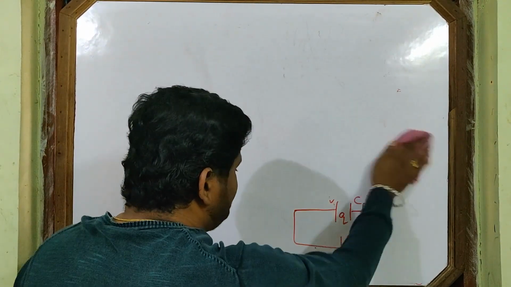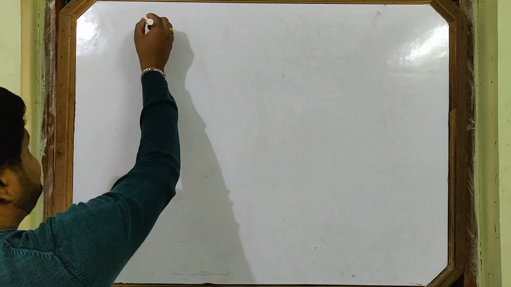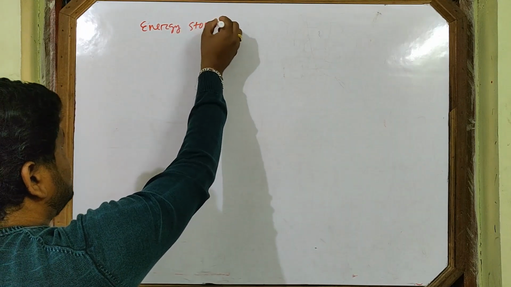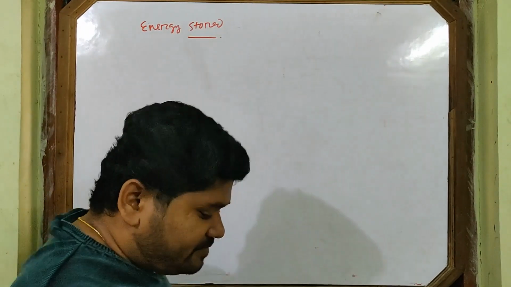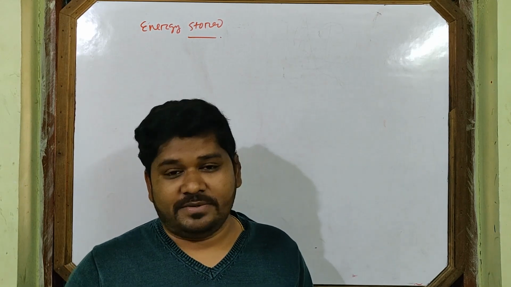This comes as a small derivation in exams. Energy stored in a capacitor, now we'll discuss. This comes as a small derivation of 3 marks in exams. It's a very important one. From the second chapter, it's a very important derivation. The first important derivation of the second chapter is this: energy stored in a capacitor.